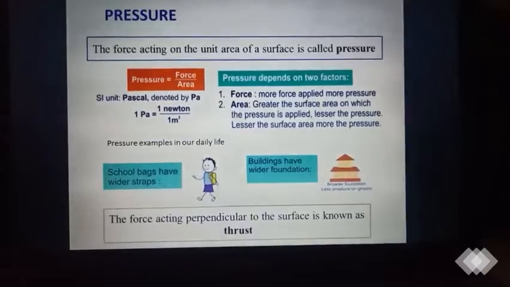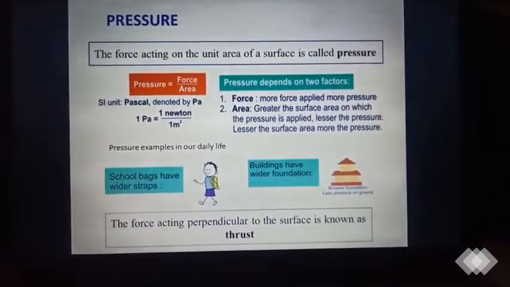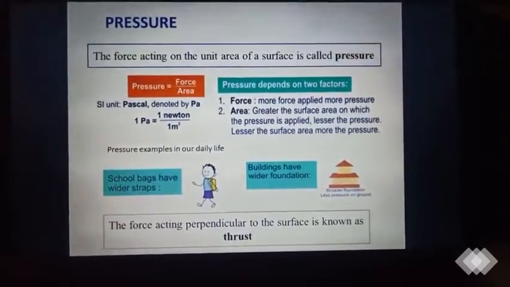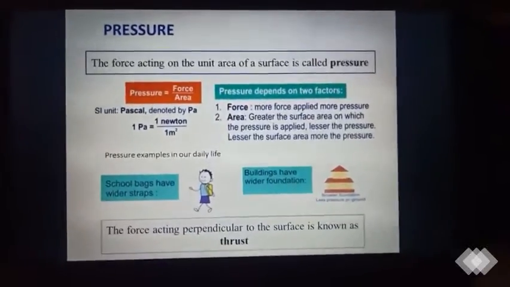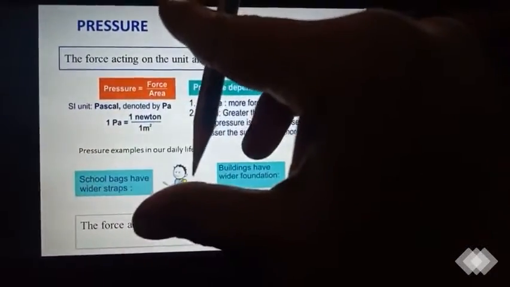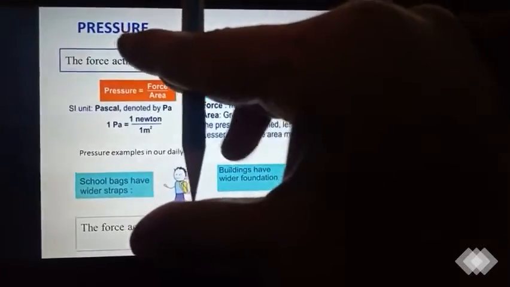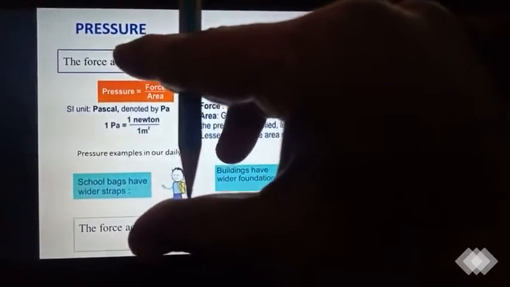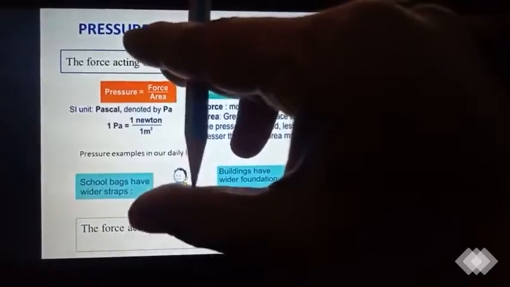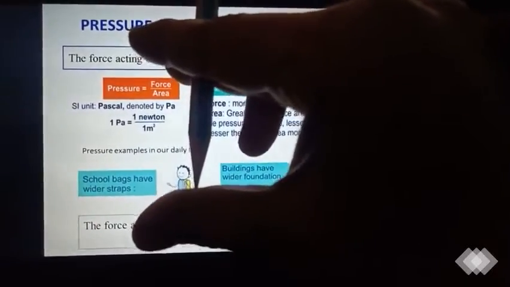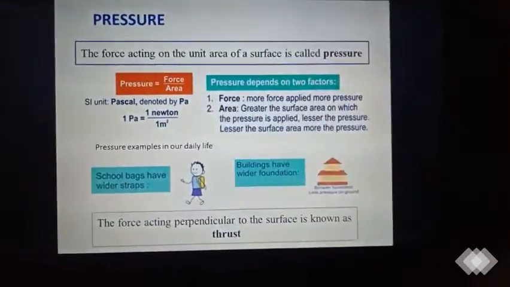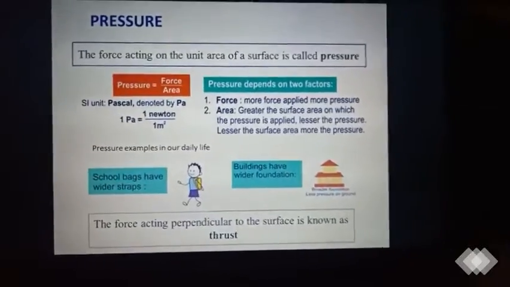There is another quantity you are going to learn, which is thrust. The force acting perpendicular to the surface is called thrust. For example, imagine this is a surface and the force is on the pencil, and if you press it, the force of the pencil is perpendicular to the finger, right? So this force is called thrust. Clear?